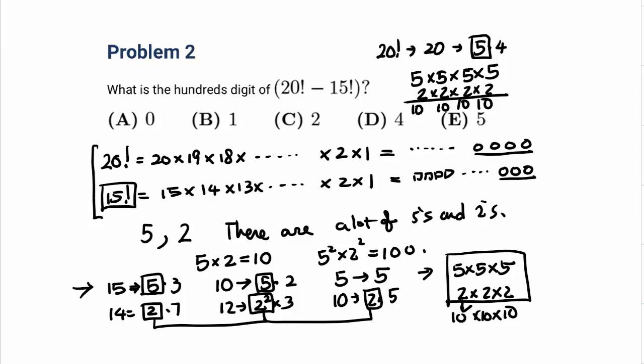So when you subtract, what are you going to do? 0 minus 0 is 0. 0 minus 0 is 0. 0 minus 0 is 0. This one, we don't know. Anyway, the hundredth digit is always 0. Choice A is the answer.